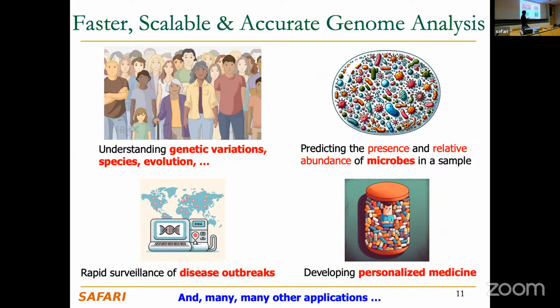This can also enable us to predict the presence and relative abundance of the species around us. By doing so, we can perhaps take quick actions. For example, if there is a particular virus that can be extremely dangerous for our human health, we can extremely quickly make some measurements for rapid surveillance of disease outbreaks. This is also very important for developing personalized medicine, meaning if you understand each individual's genome extremely fast and accurately, we could offer medicine tailored for everyone, to maximize the benefit of these treatments.